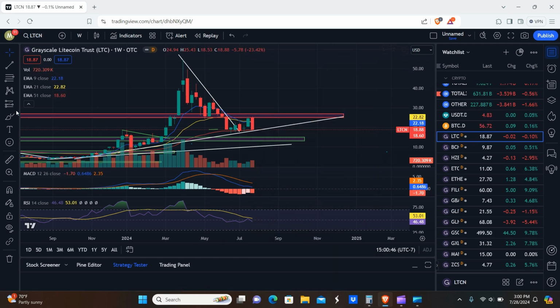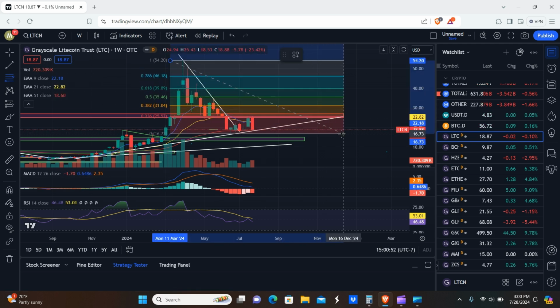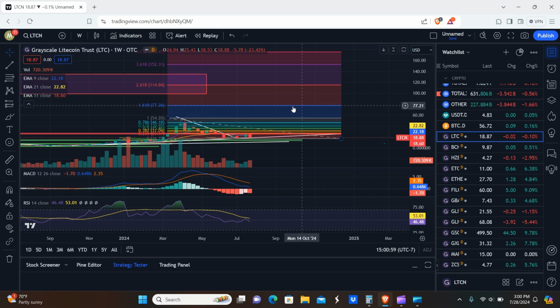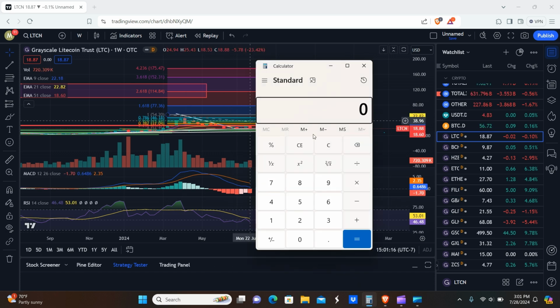So I have the calculator pulled up. We're just basically going to go through local and max fib targets here. So we'll start with LTCN. Again, we're going to do updates on these as frequently as possible. The first target here for LTCN, this is the local one, I'll go over the max one in a minute, is $77. Then you have 116, 154, and 176 respectively.